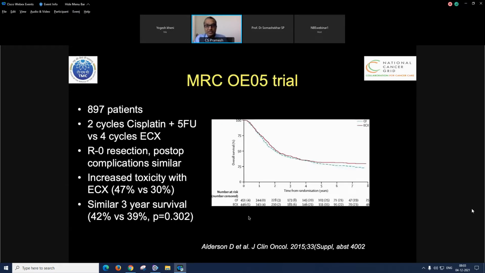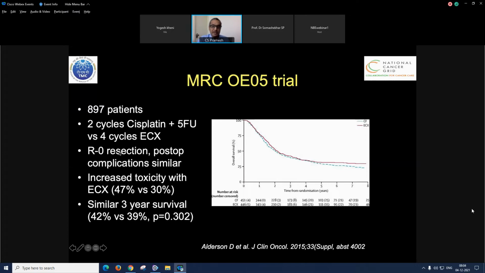We have some of the more recent trials after the meta-analysis was published. This was the MRC OE05 trial, which looked at close to 900 patients randomized to 2 different forms of chemotherapy. The standard arm was 2 cycles of cisplatin 5-FU followed by surgery, and the experimental arm was 4 cycles of ECX followed by surgery.